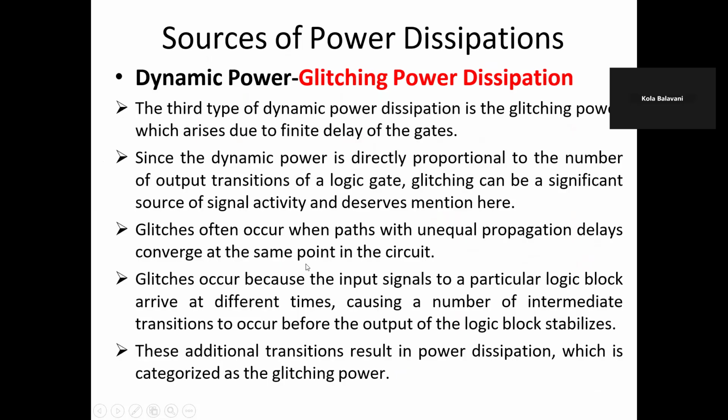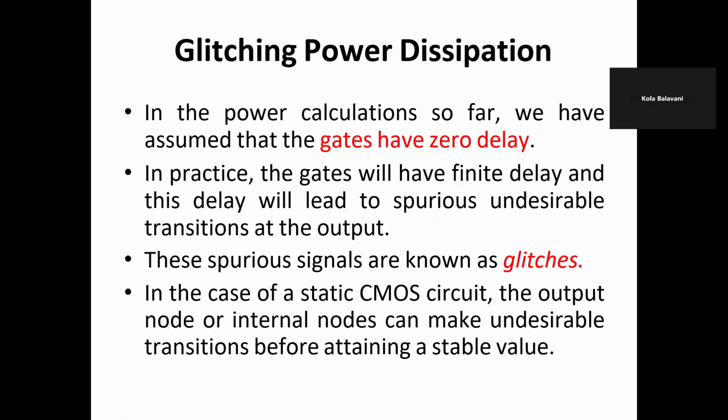Glitching power. Glitches often occur when the paths have unequal propagation delays and those paths converge at the same point in the circuit. So glitches occur because the input signals to a particular logic block arrive at different times. Glitches are nothing but spurious signals, which occur whenever input signals reach a particular block at different time intervals. So these additional transitions result in power dissipation, which is called glitching power dissipation.